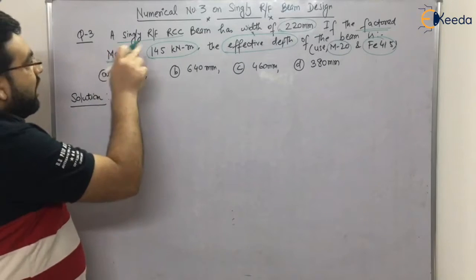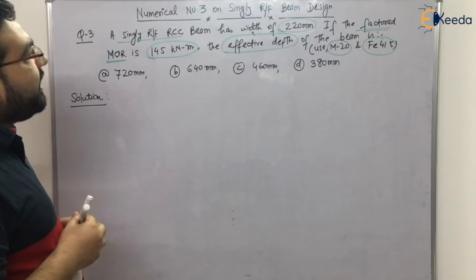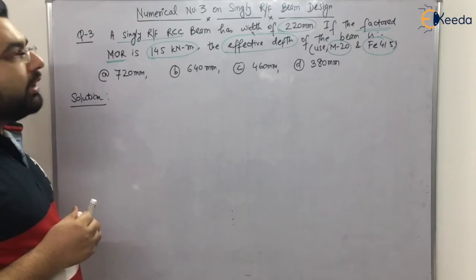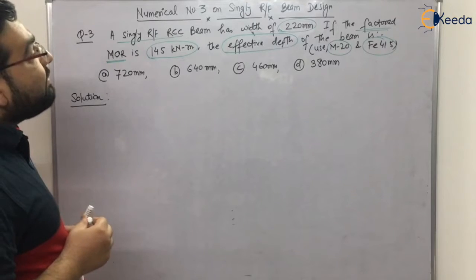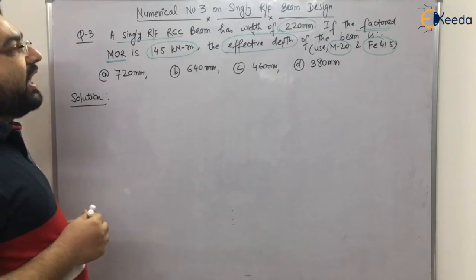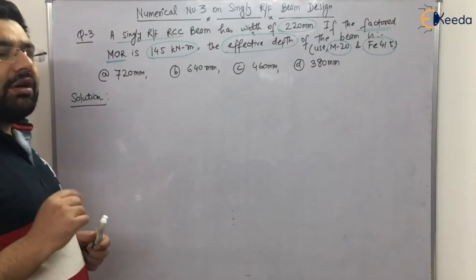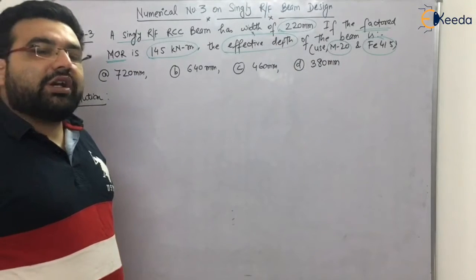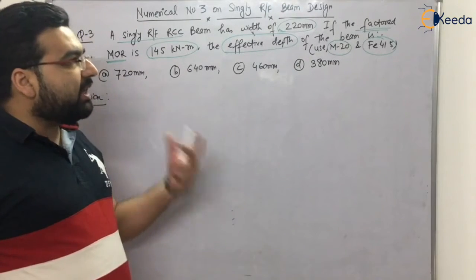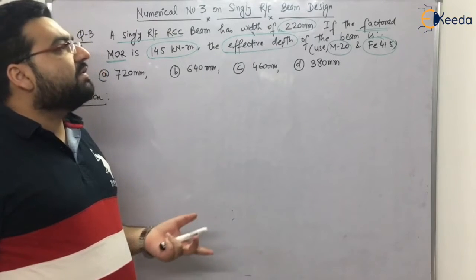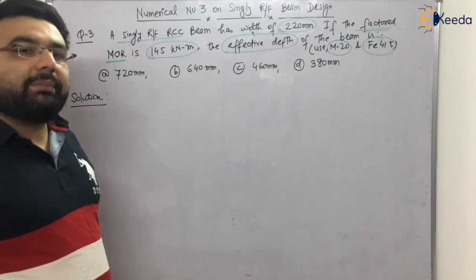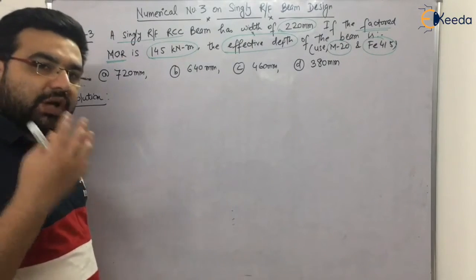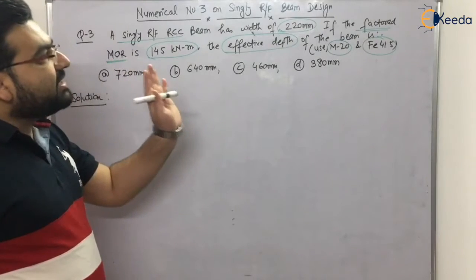Again, I am repeating: a singly reinforced beam has a width of 220 mm. If the factored moment of resistance is 145 kilonewton meter, the effective depth of the beam is? Use M20 and Fe415. So, a very straightforward question. In this question also, the area of steel is not given to you, nor how many bars and what diameter have been used in the concrete beam. If nothing is given, you have to assume that the beam is a balanced section.